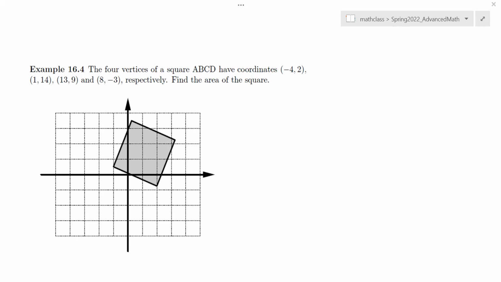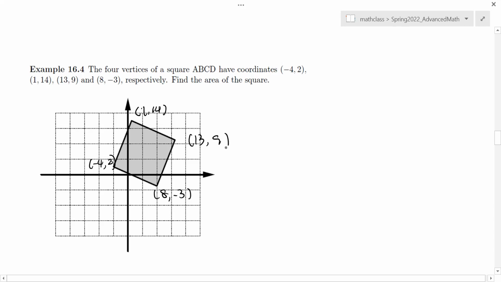I think we needed to label them, to find out what is... Okay, like here should be 1 and 14. And that one is -4 and 2, -4 and 2. And now this should be equal to 8, -3, and that should be 13 and 9. Okay.